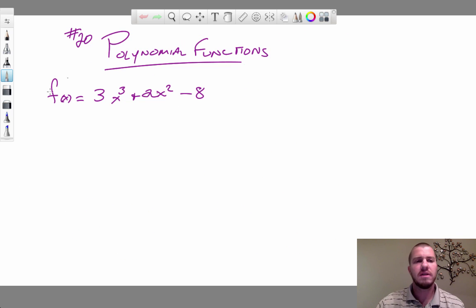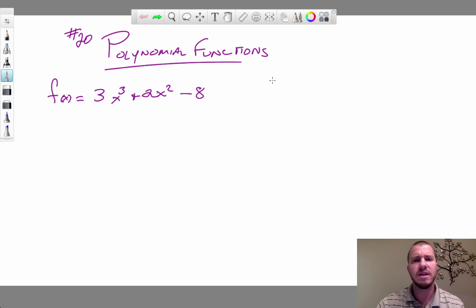Okay, so a few things to keep in mind here. When you have a function similar to this, remember that f of x is equal to y. f of x is the same thing as y. You can write it as f of x equals or y equals.